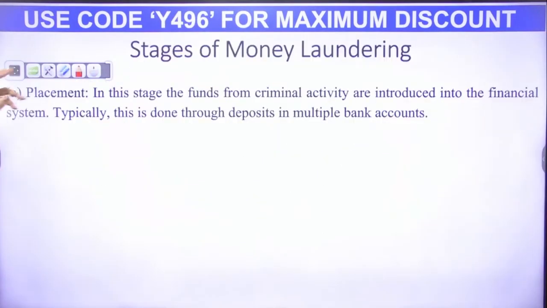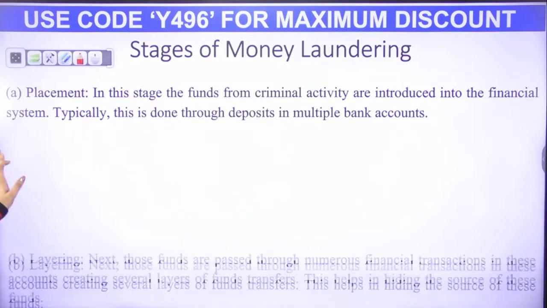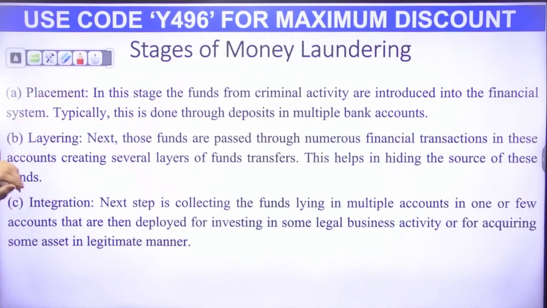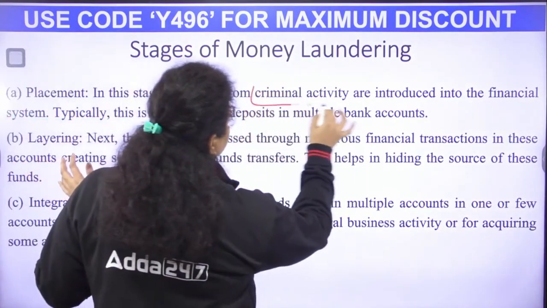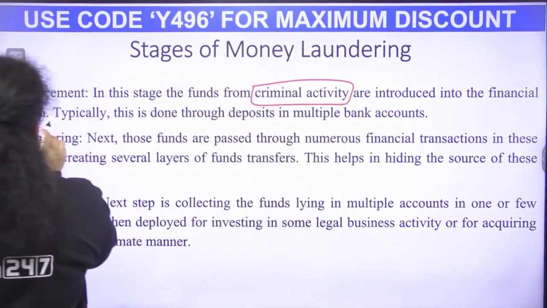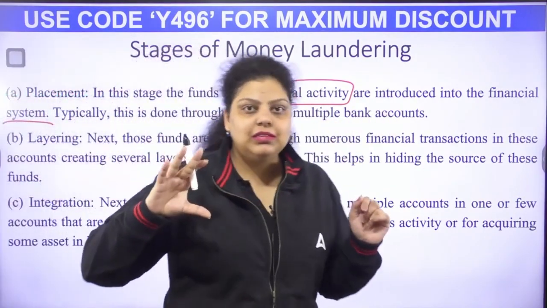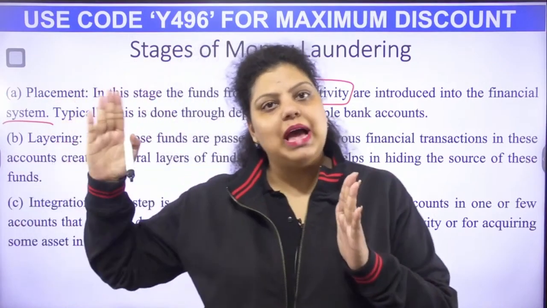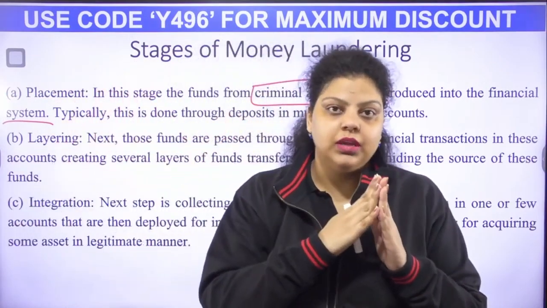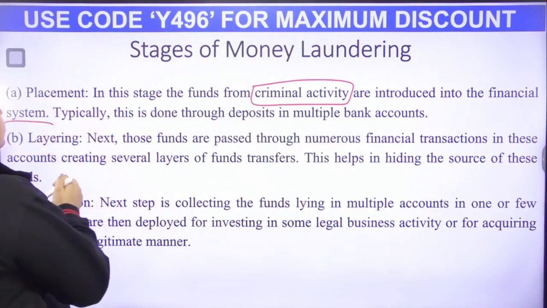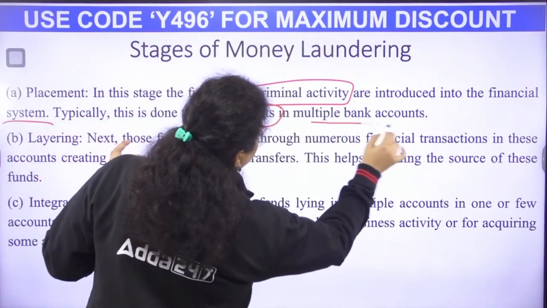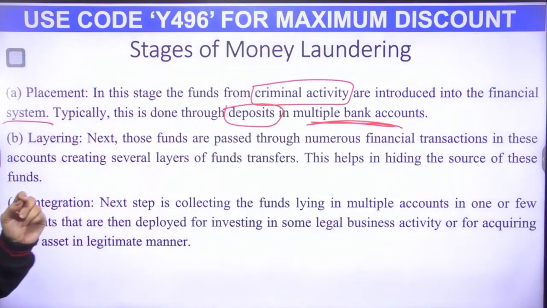Okay. Now, the stages of money laundering. We have three stages: placement, layering, and integration. I have already discussed this. In the placement stage, funds from criminal activities are introduced into the financial system. It means this is the first step where you are entering your black money into the legal financial system. That's the placement. Okay. And this will be done through deposits in multiple bank accounts. How will you enter that illegal money into the legal financial system? By depositing that money into multiple bank accounts.